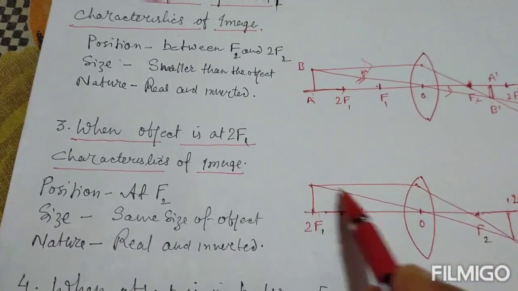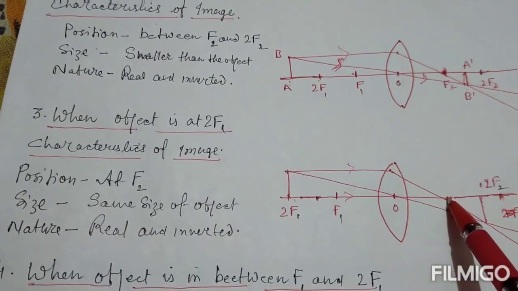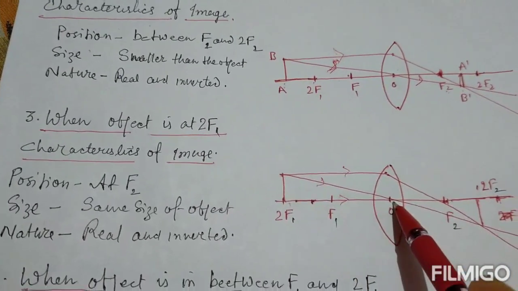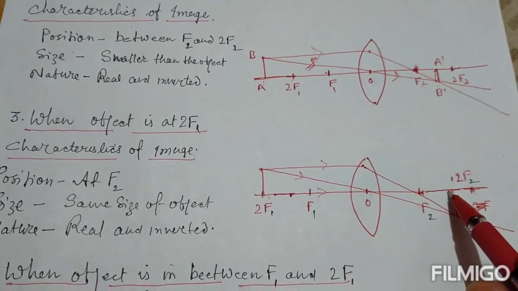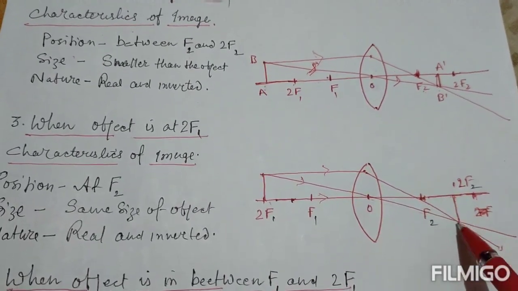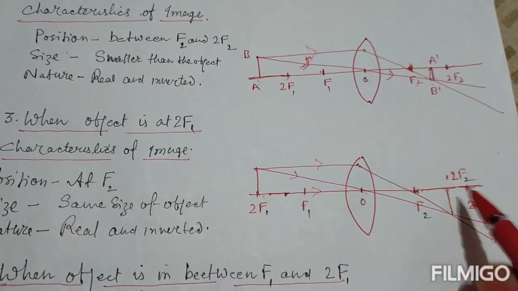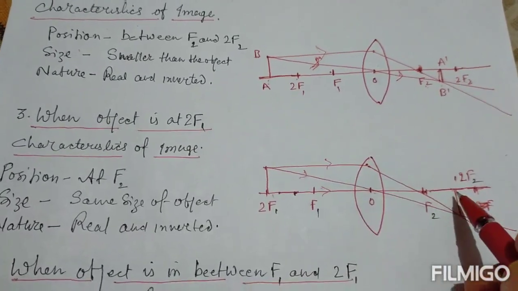Next is when the object is kept at 2f1, that is, at twice the first principal focus. Using the same rule, the rays coming parallel to the principal axis will pass through the focus after refraction, and the ray which passes through the optical center of the lens will pass undeviated, like that. The intersecting point is at 2f2. So the image is formed at 2f2.